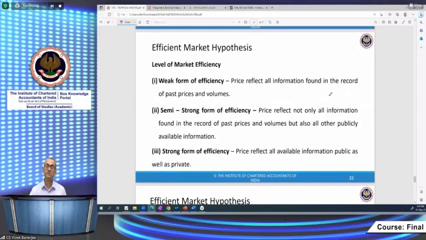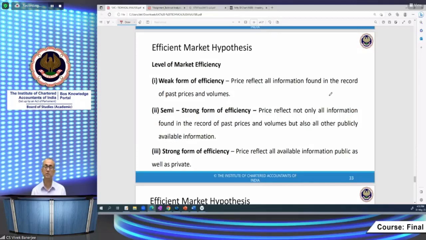Weak form of efficiency says that the price reflects all information found in the past prices and volumes. It means that the current market price actually absorbs the past prices. Since it absorbs the past prices, the market cannot be predicted on the basis of the past information. I will give an example of past prices, past information.